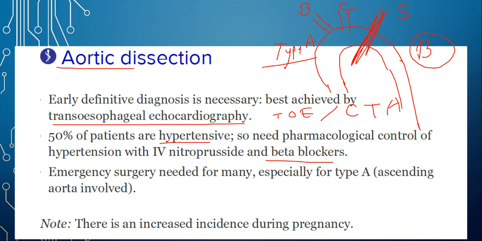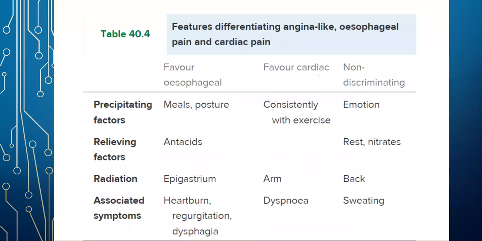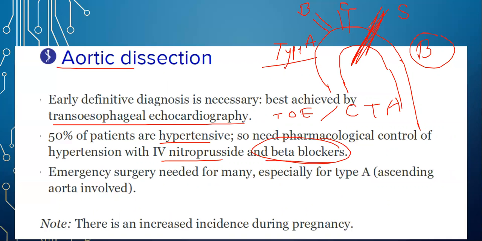You can even use IV beta blockers like IV labetalol. And once blood pressure goes a little bit down, then you can add nitroprusside. So the first line management in case of type B aortic dissection is to lower the blood pressure with a beta blocker, likely to be IV labetalol. Clear? So any dissection proximal to this left subclavian artery is type A, and type B is distal to this left subclavian artery.